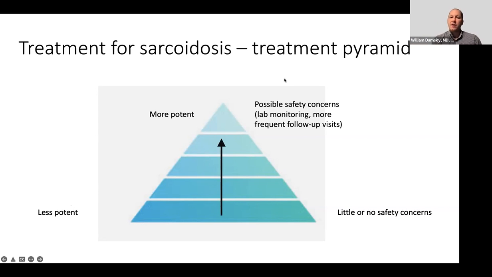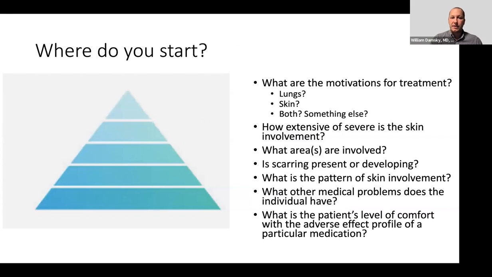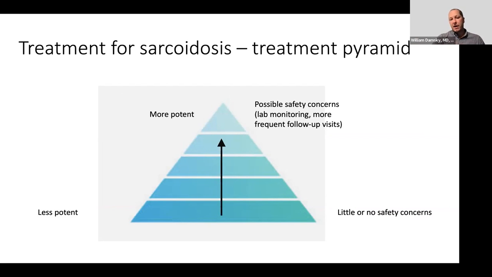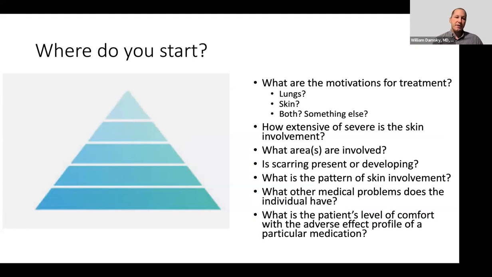This may be more worry on the patient. This may mean there may be more lab monitoring or more frequent follow-up visits. But this is the paradigm by which we think about treatment of skin sarcoidosis and other inflammatory skin disease. And so the question is, where do you start? Historically, we started at the bottom. Increasingly, we think about starting anywhere in the treatment pyramid, depending on the patient.